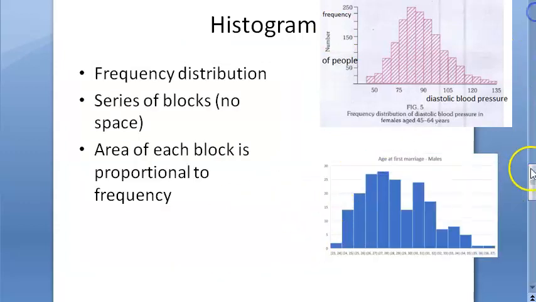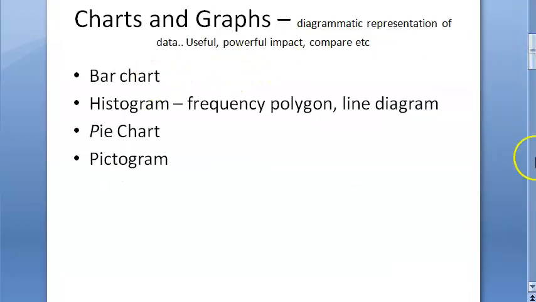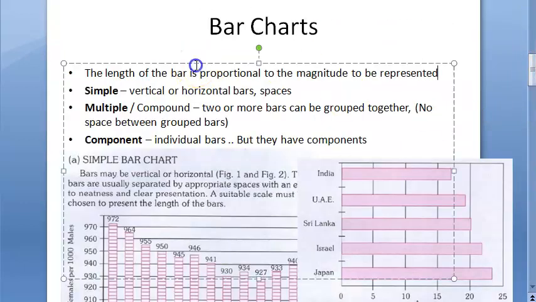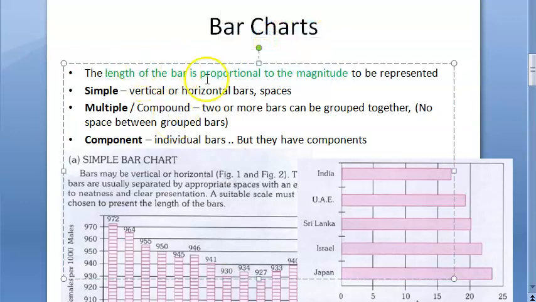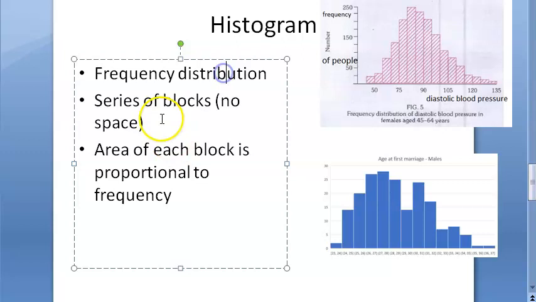Just remember, if we go back and see what we saw in bar chart, we said the length of the bar is proportional to the magnitude. In bar chart, the length of the bar is proportional to magnitude, just the length. Here, area. What are we talking about in histogram? Area of each block is proportional to what?